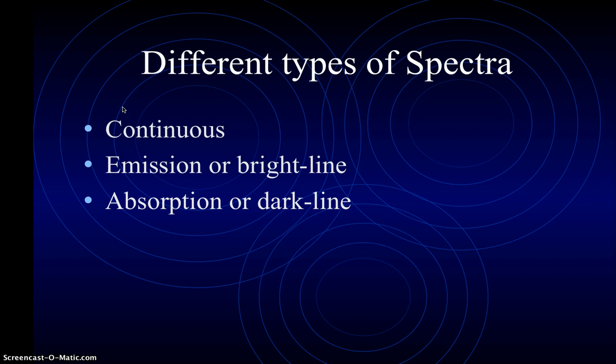There are three basic types of spectra. There is the continuous spectra, the emission spectra, which is sometimes called the bright line spectra, and the absorption spectra, which is sometimes called the dark line spectra.